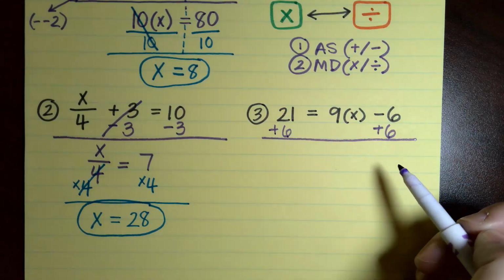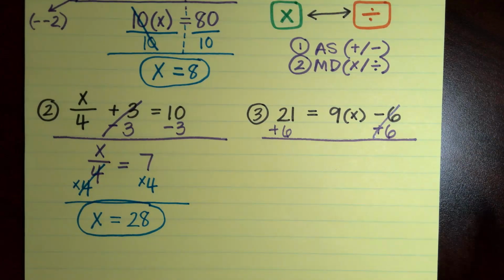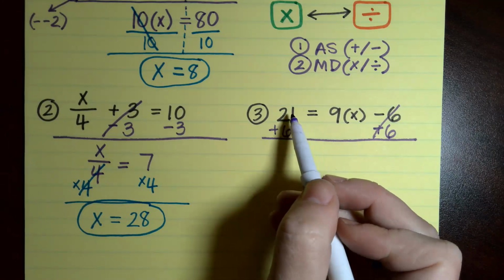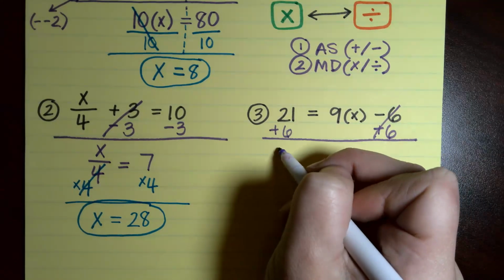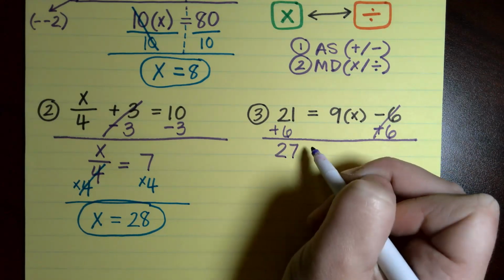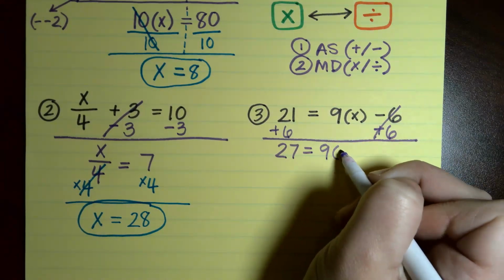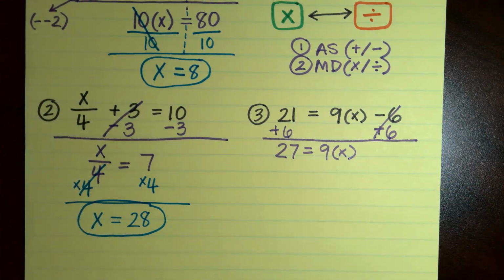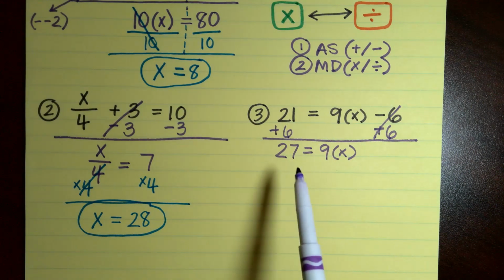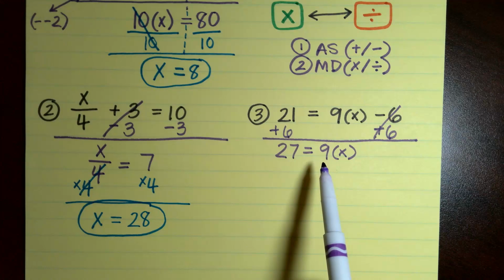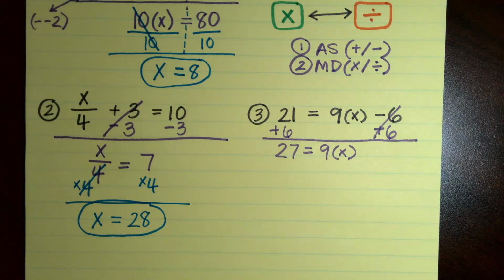Okay, my 6's cancel. Now we're going to bring it all down. 21 plus 6, what is that? 27 equals 9 times x. All right. Now I'm left with a whole new equation. 27 equals 9 times x. What's my last step here?